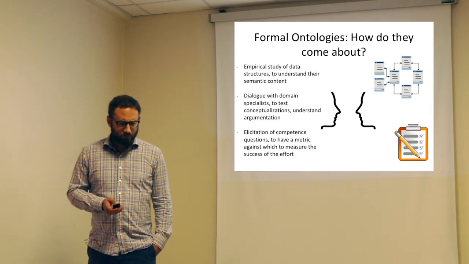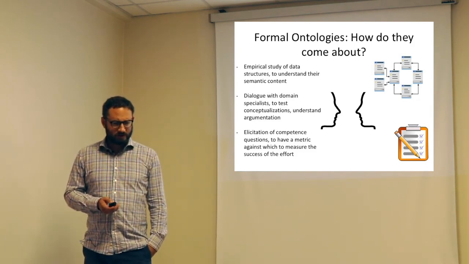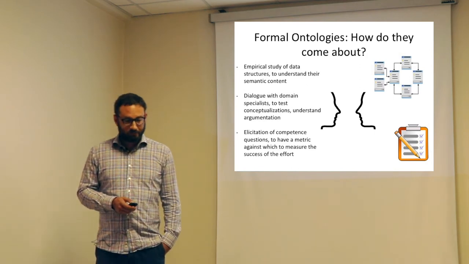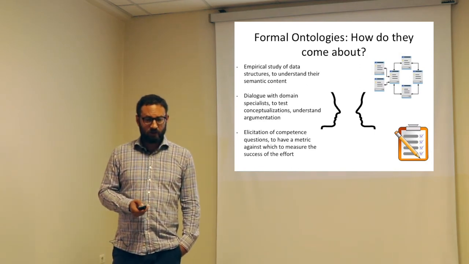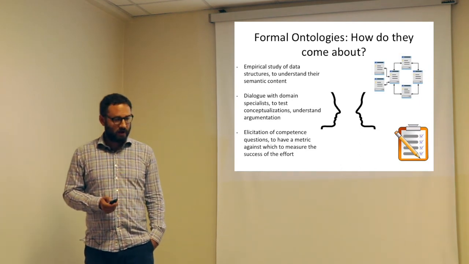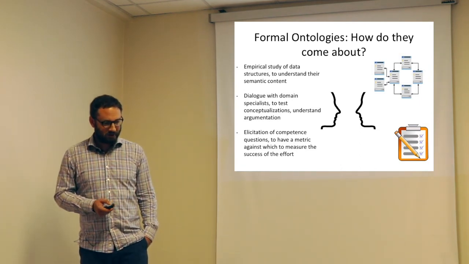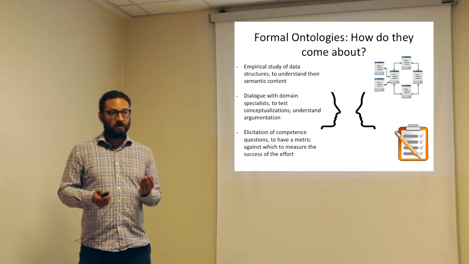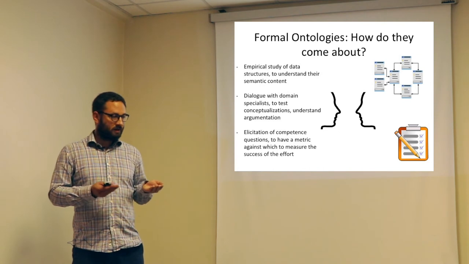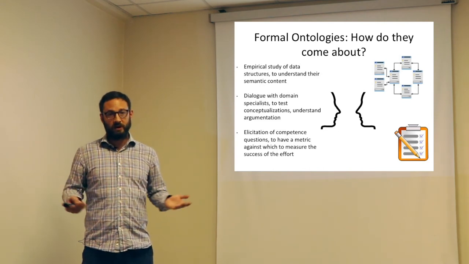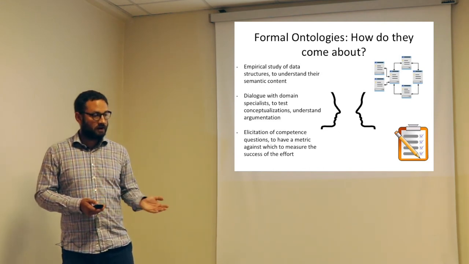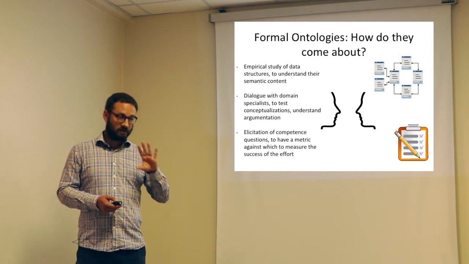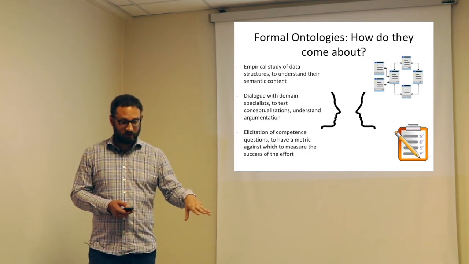So, moving on to our last thoughts on formal ontology for this presentation, we could end on thinking about how do formal ontologies come about and why should I trust a particular formal ontology. So, formal ontologies should come about because certain researchers, hopefully interdisciplinary, come together and they bring together a bunch of data structures that talk about the area of research that's in question.